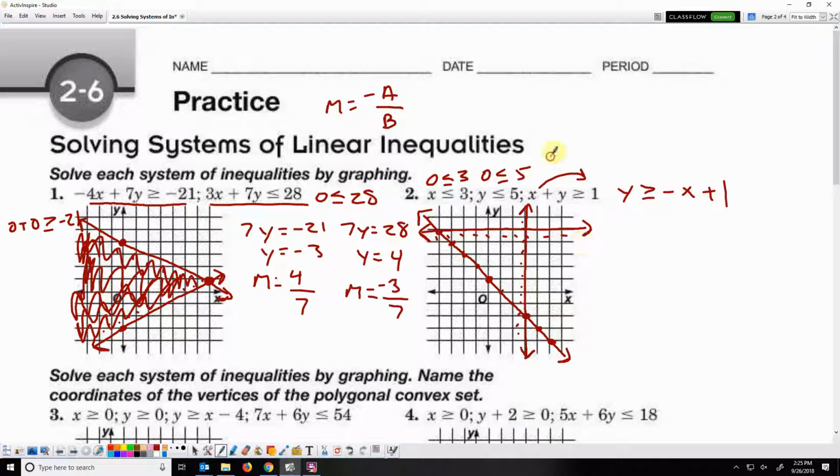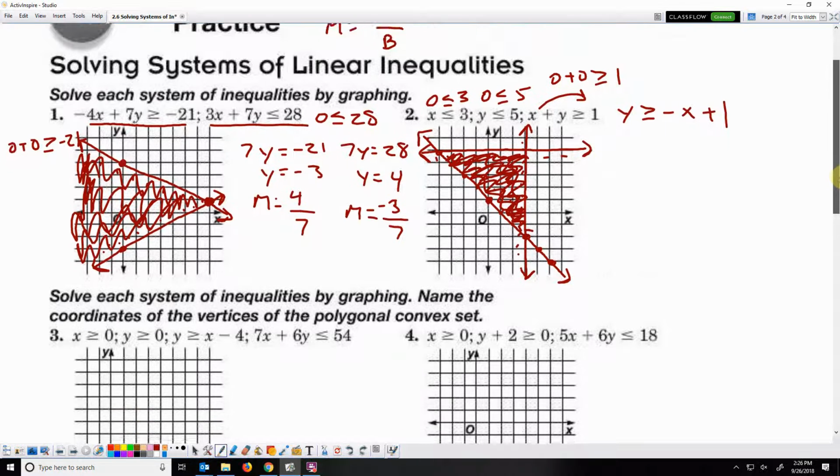And here, if I put in 0 plus 0 is greater than or equal to 1, that is false. This one wants to shade away from the origin. So the origin's over here. So I'm going to shade this direction. And I can see that what got shaded all 3 times is inside this region. So it's anything on the boundaries and inside of that region that satisfies all 3 inequalities.